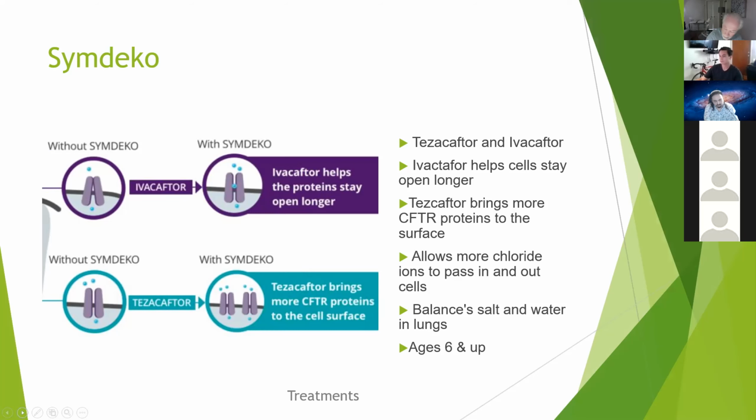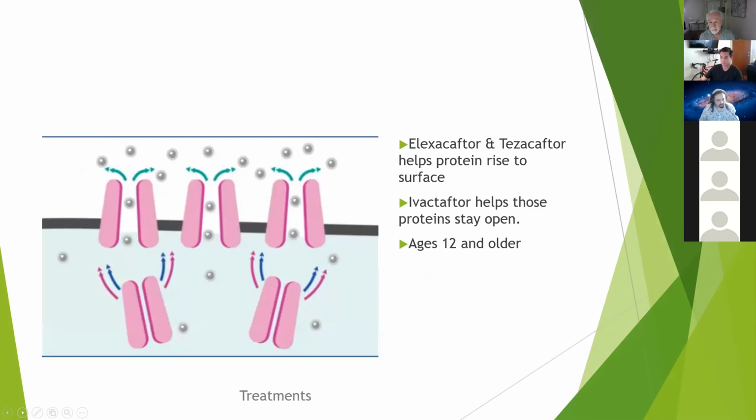We move to our next slide. Trikafta, that is a triple combination of elexacaftor, tezacaftor, and ivacaftor. The elexacaftor and tezacaftor help the proteins rise to the surface, as you can see by our illustration. And ivacaftor helps those proteins stay open longer. And this is recommended for patients 12 years of age and over.